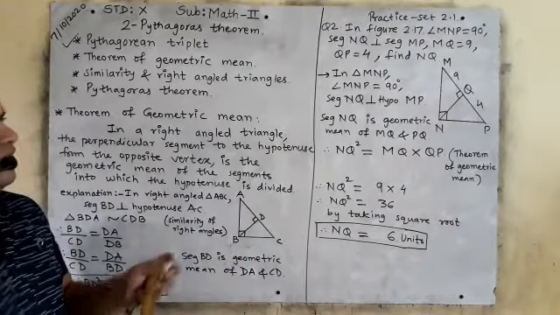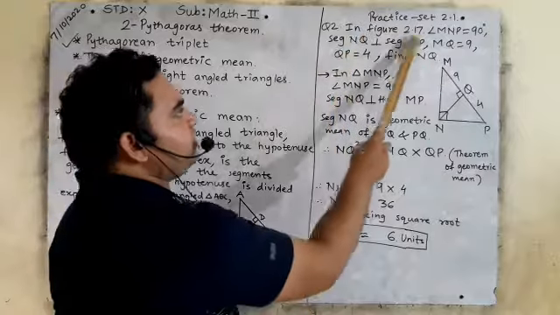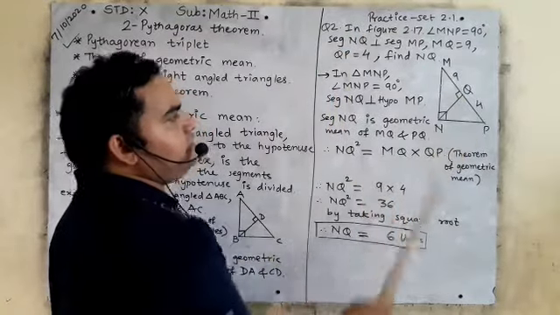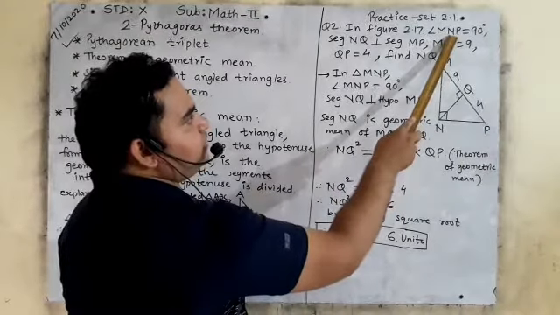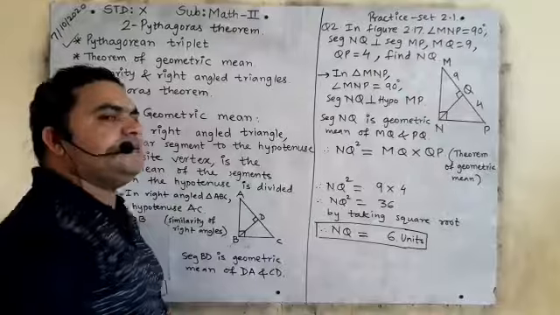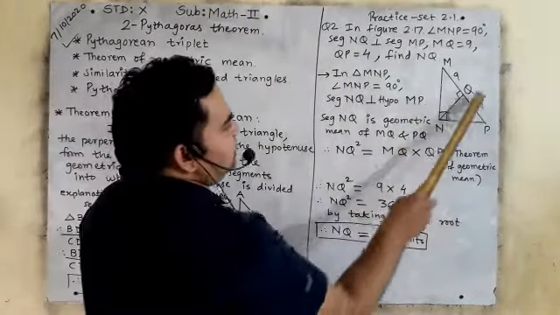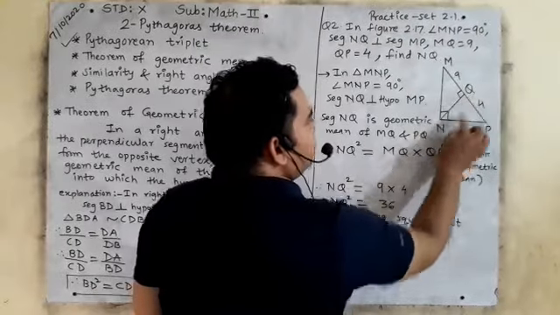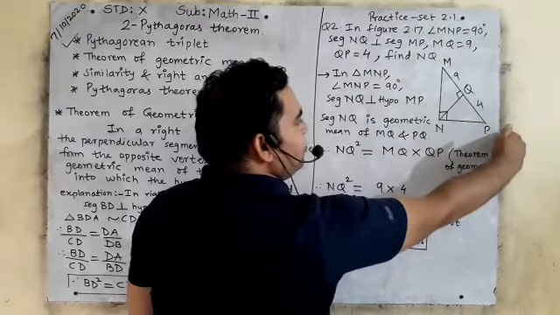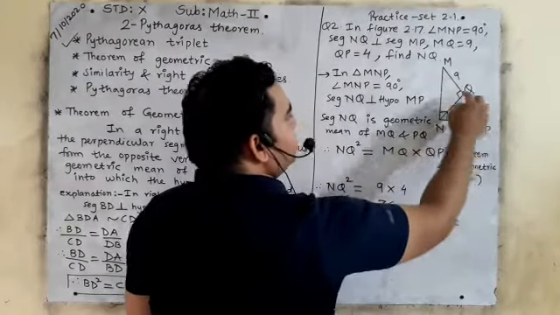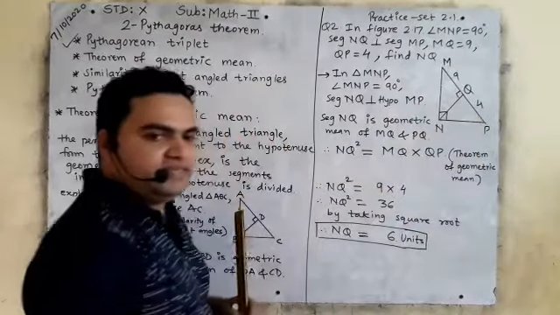Is it clear? Now see, we will start practice set 2.1 question number 2 in figure 2.17. This is figure 2.17. Angle MNP, N comes in between, which is 90 degrees, means the given triangle is a right angle triangle. Segment NQ, can you see NQ is a perpendicular drawn on hypotenuse MP, which divides the hypotenuse into two parts, MQ and QP.